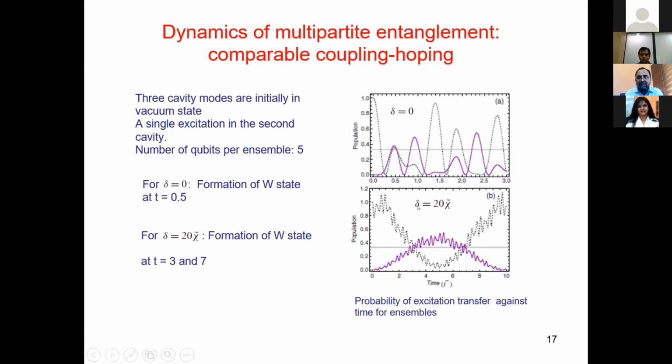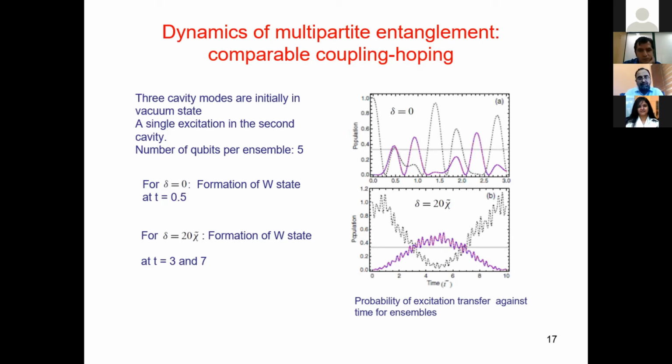At t is equal to 3. Now look at picture B, at 3 and at 7, right? So at 3, all these are overlapping. At 7, they are overlapping. So what we can conclude is, for the resonant case, if we are doing the experiment, looking at the system and its evolution with time, at t is equal to 0.5 we'll see the W state. However, if we introduce detuning, then we'll see the generation of W state at two different times.